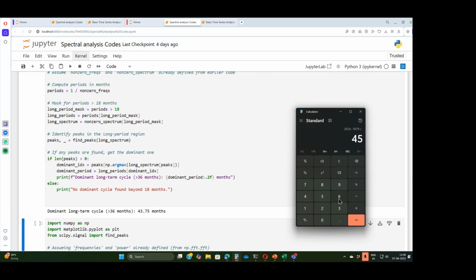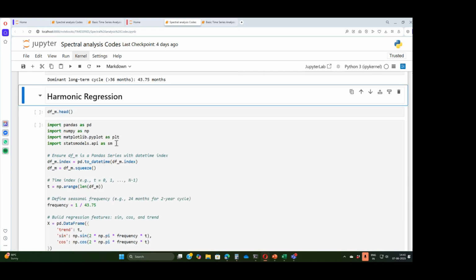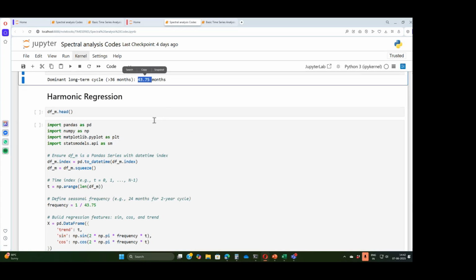Say 45 plus 1, 46 into 12. So your data has got only 552. I've identified my cycle. This is my cycle. 43.7 months is my cycle.